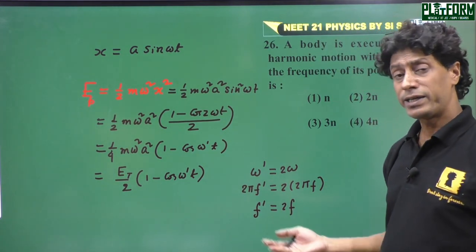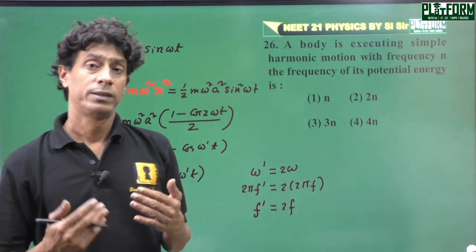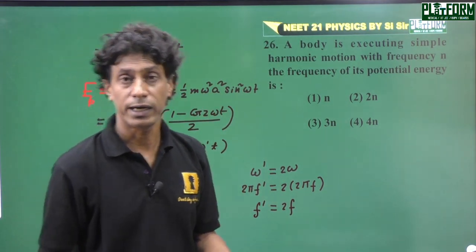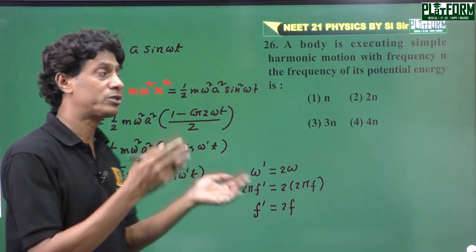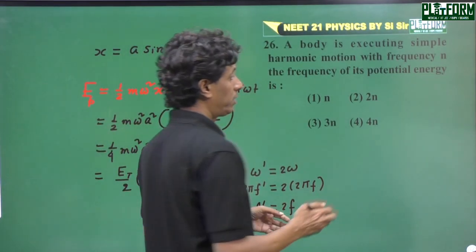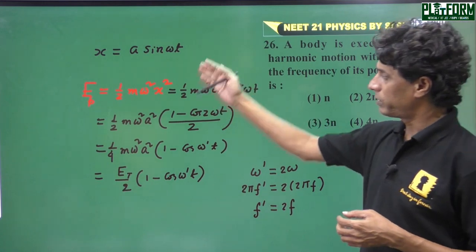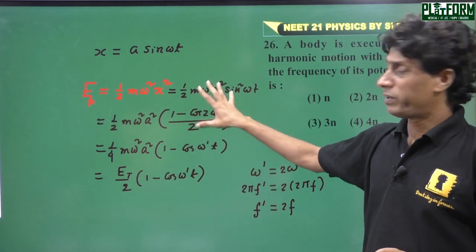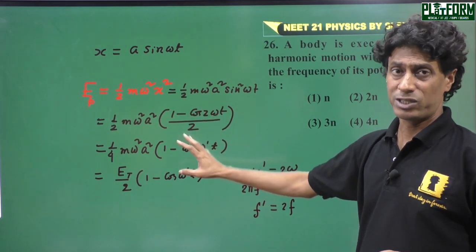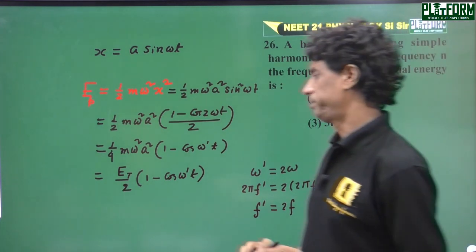f is the frequency of the simple harmonic motion. Similarly, in the case of kinetic energy and potential energy, if the frequency of the simple harmonic motion is n, then always the frequency of the potential energy and kinetic energy is 2 times the frequency of the simple harmonic motion. Okay, so directly you can find the answer here without this calculation, because I have done this here for your better understanding. It is a very basic question, and the right option here is 2. Next problem.